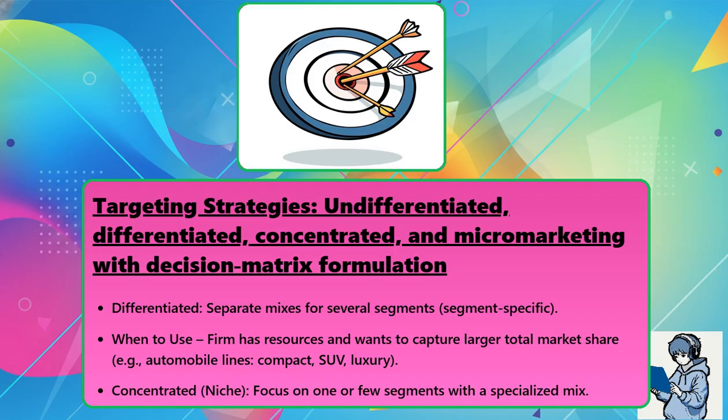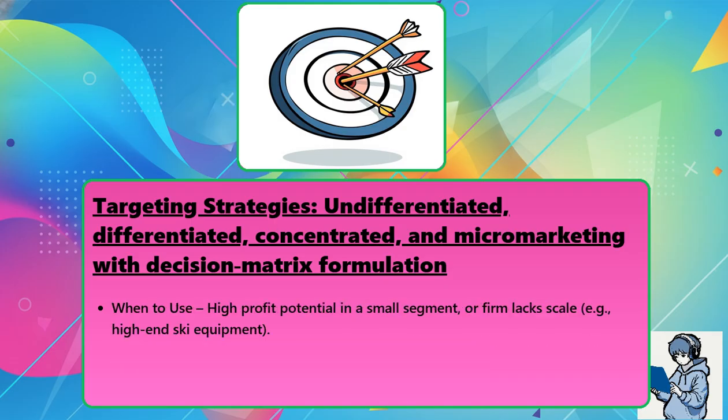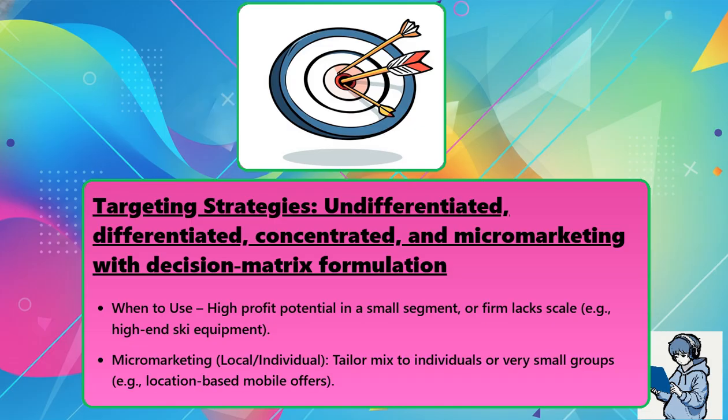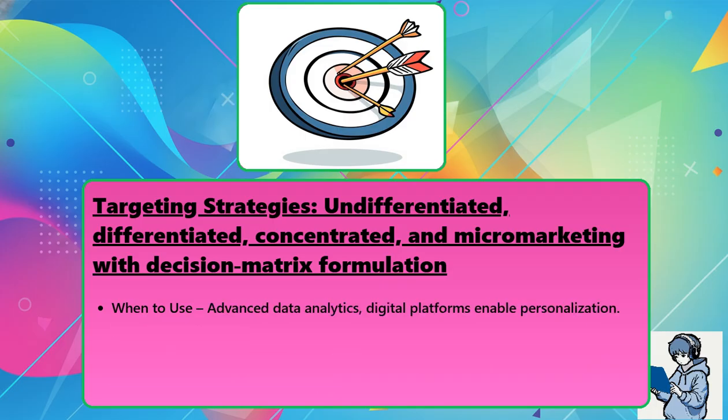luxury. Concentrated niche: focus on one or a few segments with a specialized mix. When to use: high profit potential in a small segment or the firm lacks scale, for example high-end ski equipment. Micro-marketing: local or individual. Tailor the mix to individuals or very small groups, for example location-based mobile offers. When to use: advanced data analytics and digital platforms enable personalization.